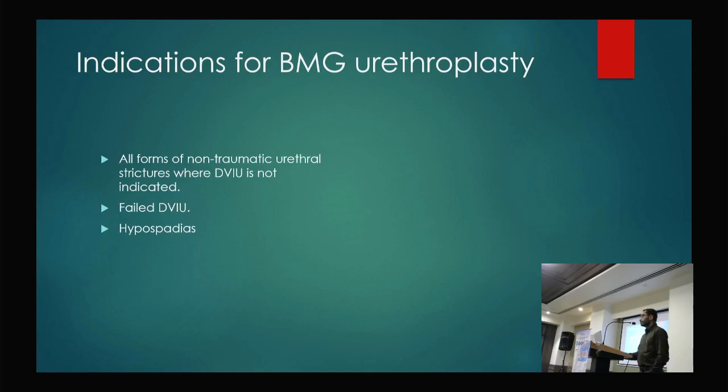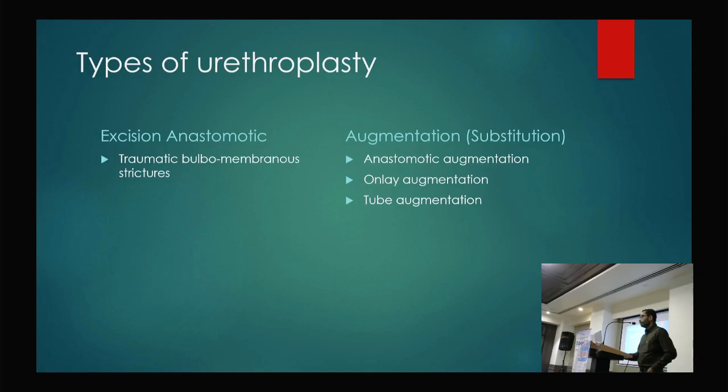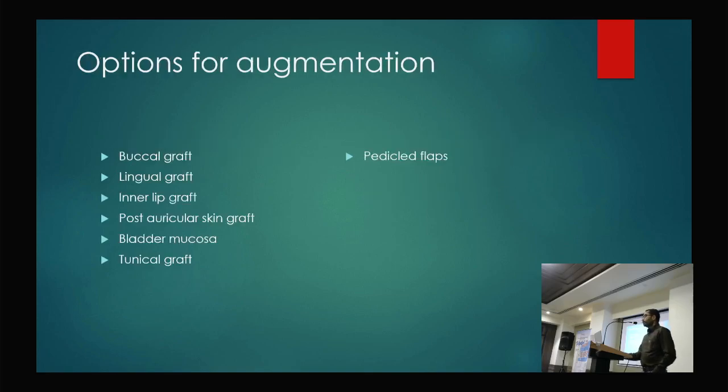As Altaf said, those who are not indicated for DVIU are all indicated for BMG, and failed optical urethrotomy is one of the indications for buccal graft urethroplasty. Certain cases of hypospadias also we can think of doing BMG. What are the types? The excision anastomotic, we basically do it for traumatic strictures, and augmentation or substitution urethroplasty, what we routinely practice for inflammatory strictures. What are the options for augmentation?